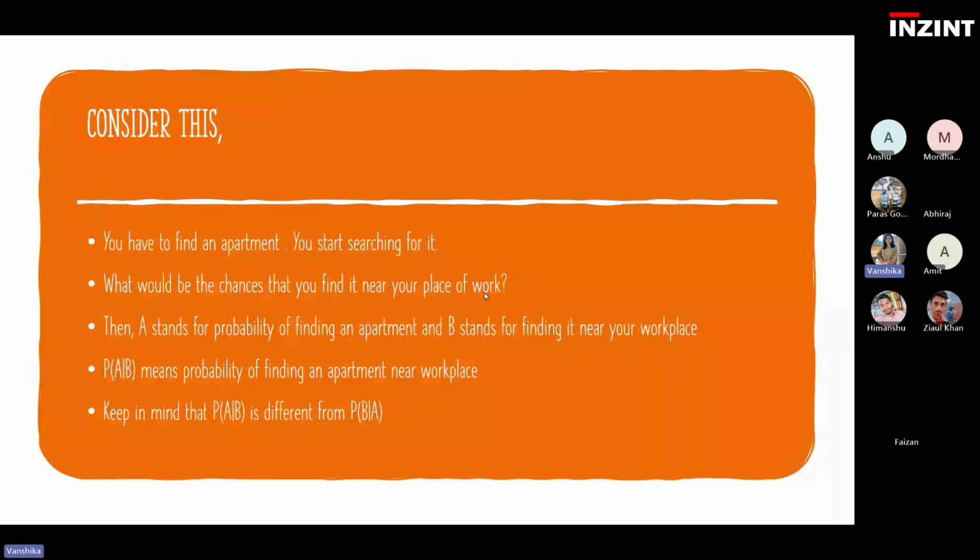A here is the probability of finding an apartment, okay, the individual probability of that event. B here stands for finding it near your workplace. And probability of A conditional B means the probability of finding an apartment near your workplace. Also, please do keep in mind that A conditional B is different from B conditional A. Do you guys understand why A conditional B is different from B conditional A?